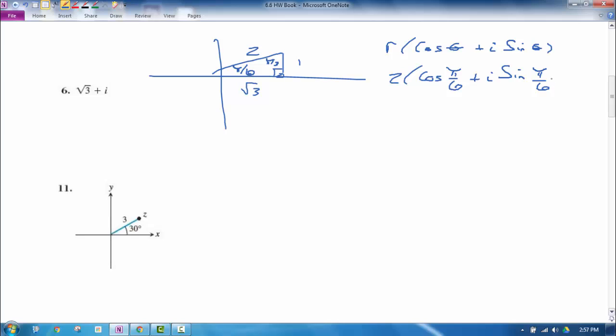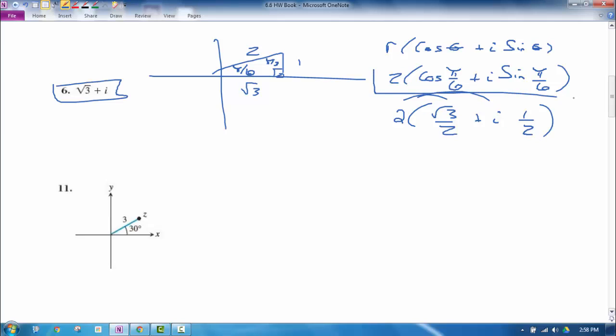Now, if you ever want to check to make sure you're right, just evaluate this. Just evaluate the cosine of pi over 6, and it's going to be square root of 3 over 2. And then if you evaluate the sine of pi over 6, we know that's 1/2. And so if you now distribute the 2, you get back to this, which was what we started with. So you can always check to make sure that you're right, but this is our answer right here for trig form.